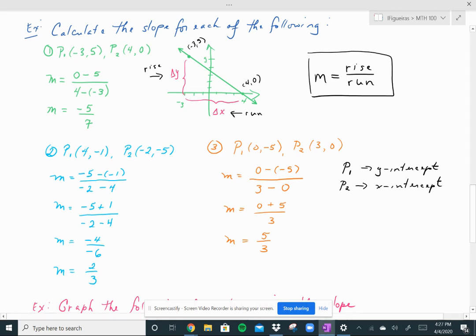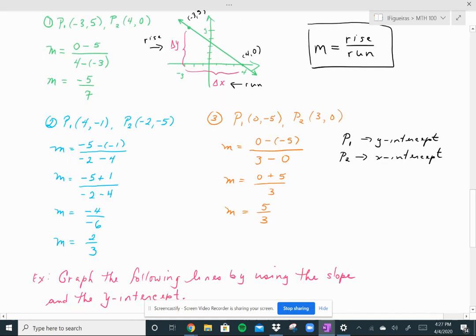So if I compute my slope, I have 0, so this is the 0 that I'm plugging in on top, minus -5, so that's the numerator, and then divided by the x values, which are 3 minus 0. So when you simplify that, you get that your slope is 5/3. All right, so let's move on.